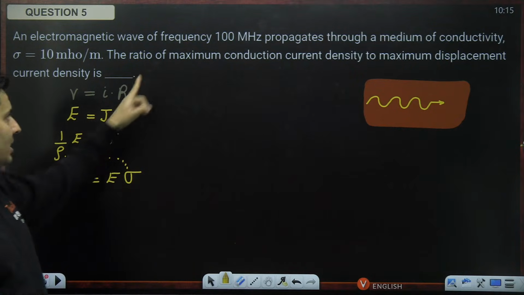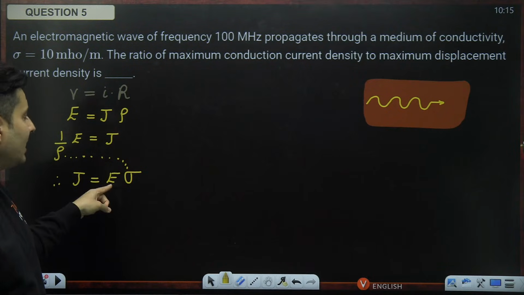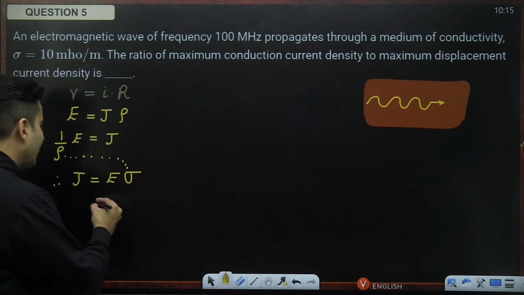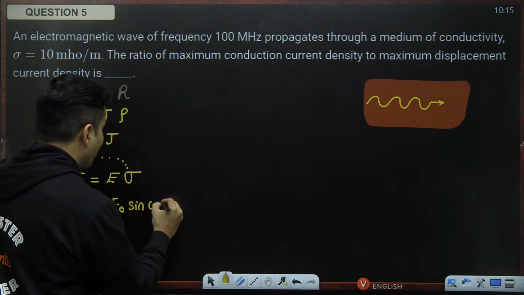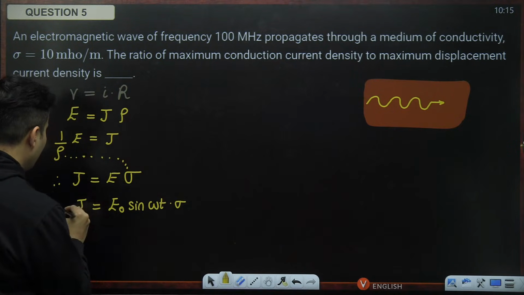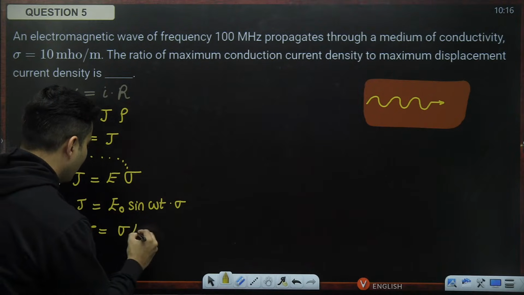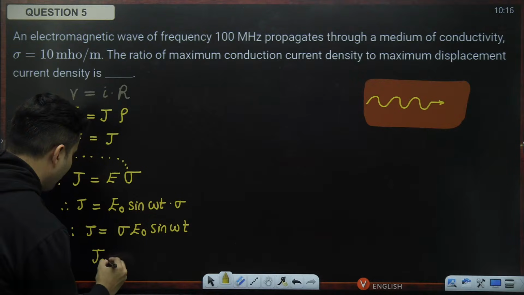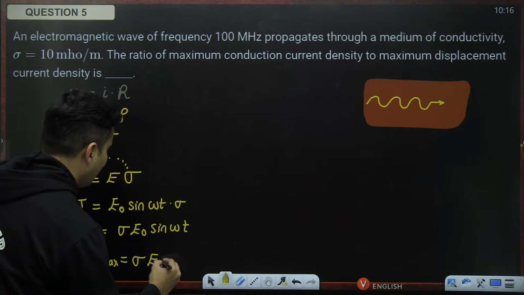Now, if I want J, which is the maximum conduction current density, I will need the value of E, and that E is nothing but the electric field. Electric field is obviously there in an electromagnetic wave. And that electric field equation is generally E naught sine omega t. That's how it is going to vary at any single point. So the general J will be sigma E naught sine omega t. For the maximum value of the current density, the sine maximum value is 1. So it will be nothing but sigma multiplied by E naught.